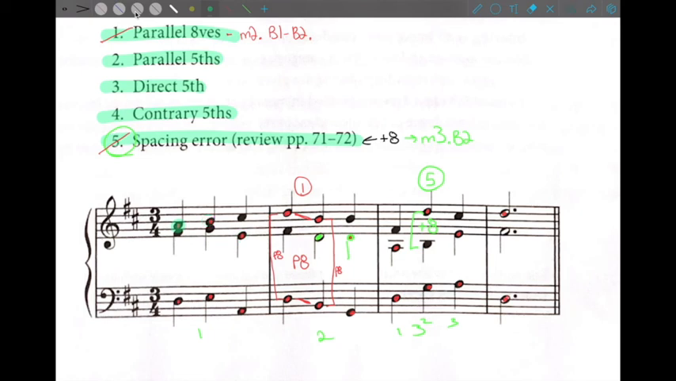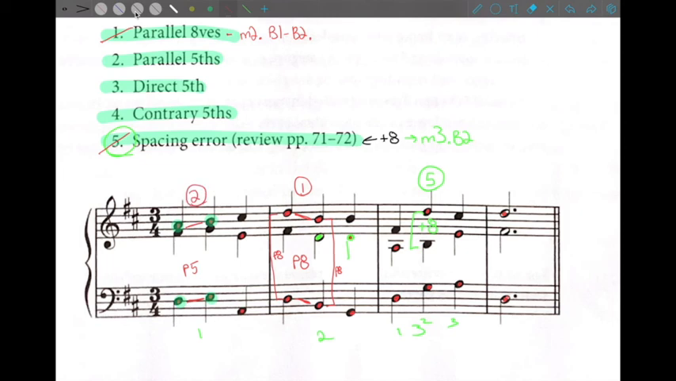But we have a D to an A, which is a fifth. We have an E to a B, which is a fifth. That is a parallel fifth. And it's a perfect fifth. D to A is a perfect fifth. E to B is a perfect fifth. So we take our utensil and we write, this is a parallel fifth. This is the answer for number 2.